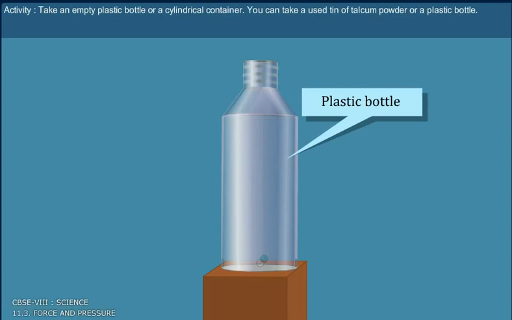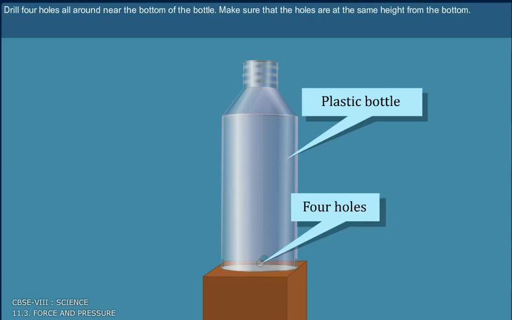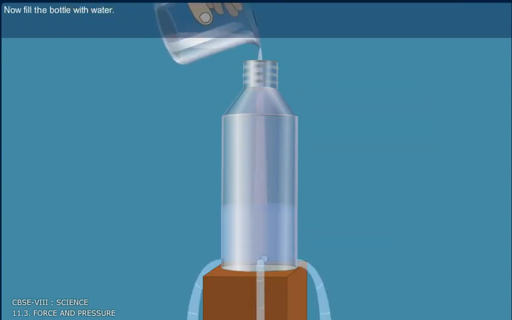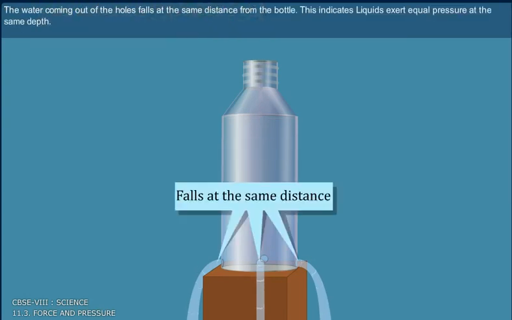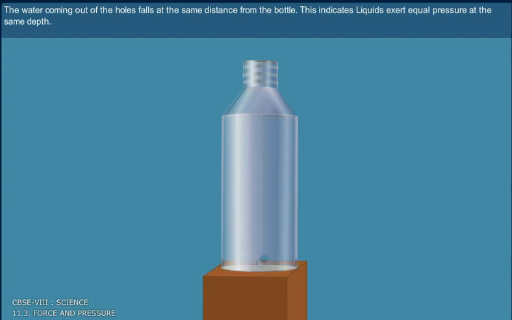Activity: take an empty plastic bottle or a cylindrical container. You can take a used tin of talcum powder or a plastic bottle. Drill 4 holes all around near the bottom of the bottle. Make sure that the holes are at the same height from the bottom. Now fill the bottle with water. The water coming out of the holes falls at the same distance from the bottle. This indicates liquids exert equal pressure at the same depth.